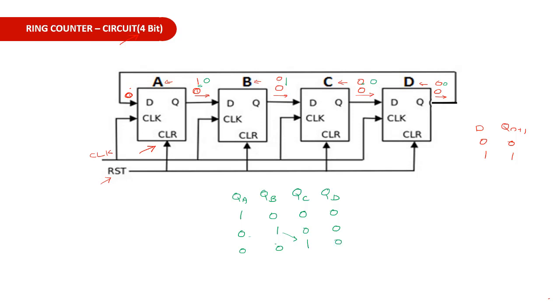Similarly, when the next clock pulse comes, this will be 0, this will be 0, this will be 0 and this will be 1. Now similarly, when the next clock pulse comes, this will be 1, 0, 0, 0. That means this will be repeating. So these are the 4 states that you can obtain for the ring counter. If you are using 4 flip-flops, you will get 4 states only. If you need 10 states, you have to use 10 flip-flops. So that is the ring counter.